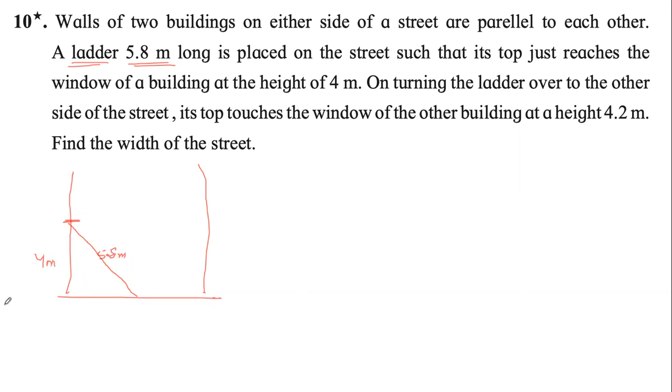On turning the ladder over to the other side, जब इस लैडर को हम ऐसे इस तरफ झुका देते हैं, its top touches the window of the other building at a height of only 4.2. Another window, now it is only able to reach 4.2 meters. The ladder remains same. The question is, find the width of the street. माने ये जो गली की चौड़ाई है, कितना चौड़ा है ये पूछा गया.